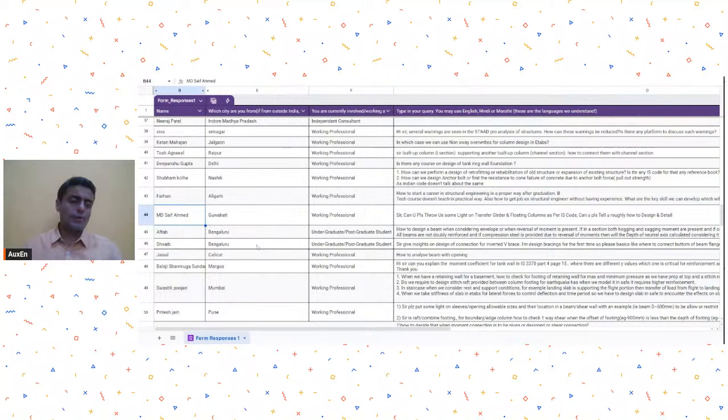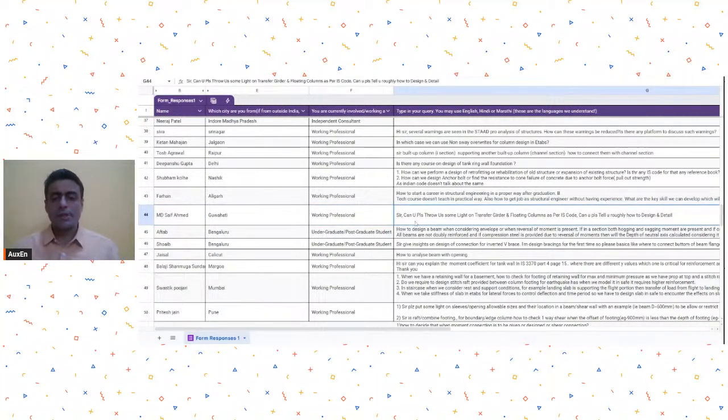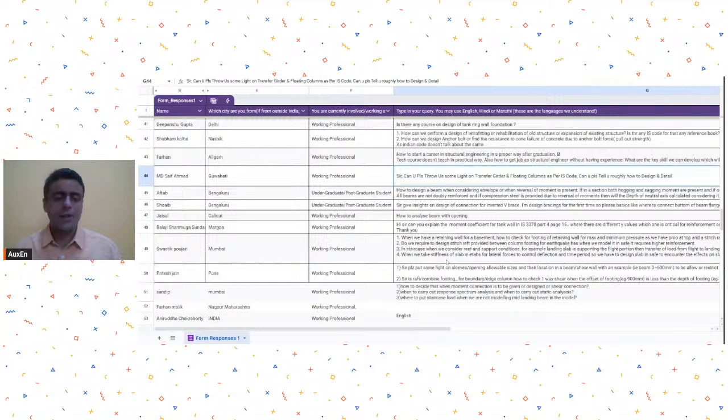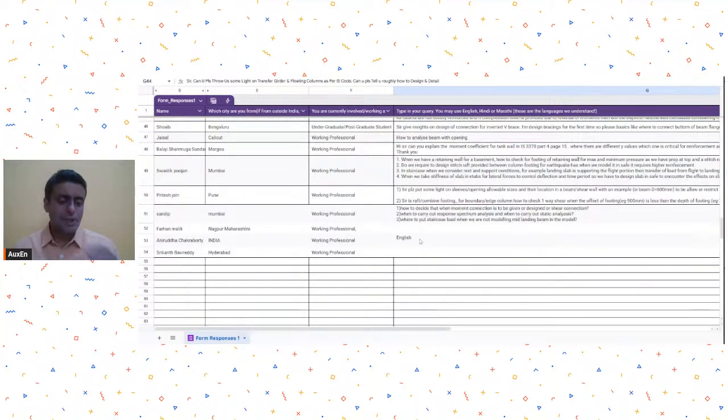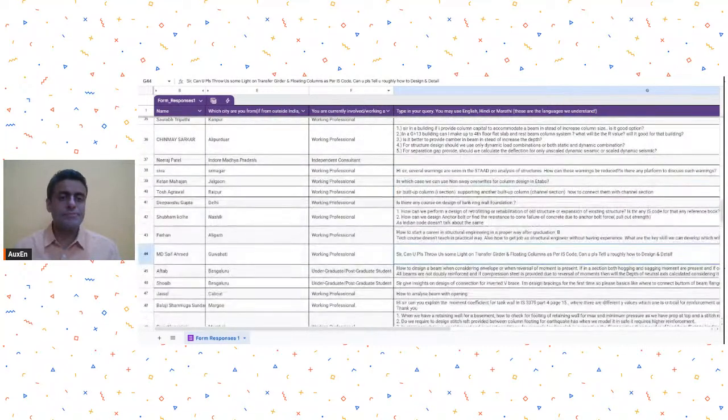So Mr. Saif Ahmed, Mohammad Saif Ahmed from Guwahati, he's a working professional. He's asking, can you please throw some light on transfer girder and floating columns as per IS code? Can you please tell roughly how to design in detail? So see, structural concepts will not change. Structural concepts will remain the same. What will change will be the design actions that you need to be more careful about.